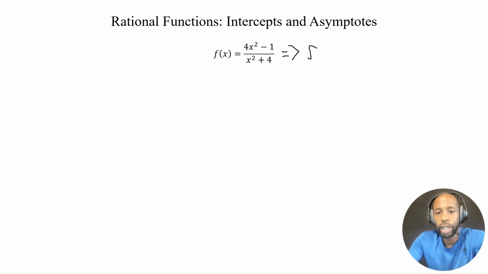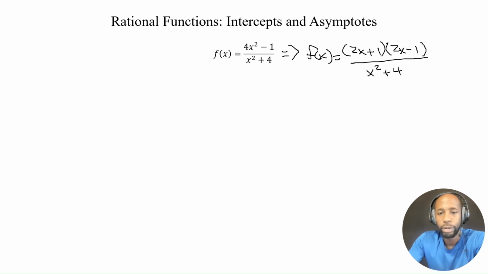So f of x equals, you can factor that, so that's 2x plus 1, 2x minus 1, because the top is a difference of squares, and the bottom is not a difference of squares, it's just x squared plus 4. So that'll stay that way. It's just a good exercise because sometimes you can see things that cancel out in the top and the bottom, and then you'll have what you call holes, but we won't worry about that now.